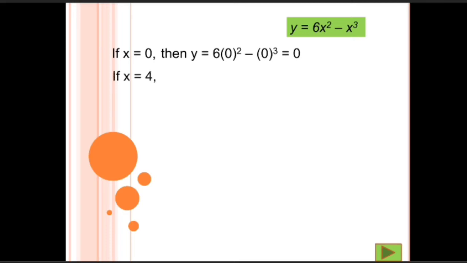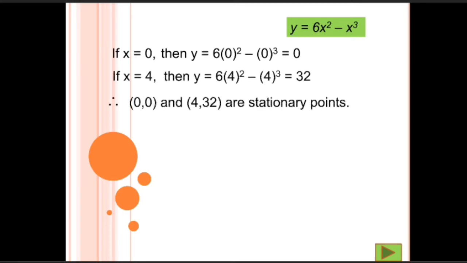So y is 0 when x is 0, and when x is 4, y is 32. Write in terms of coordinates. If you do not write this sign, then you will not get the final mark, because the question is asking about stationary points, not the values of x and y. So write in terms of coordinates and write this sentence.